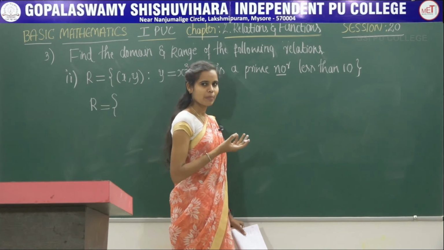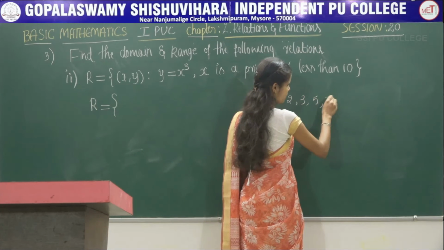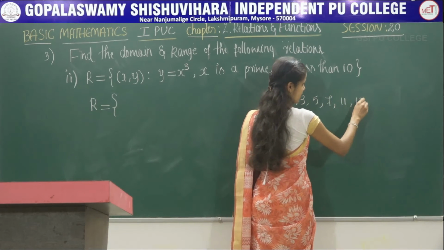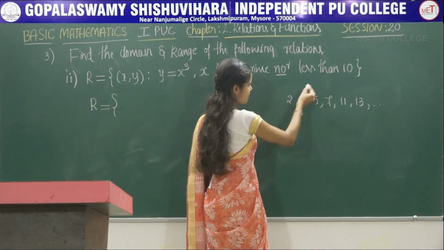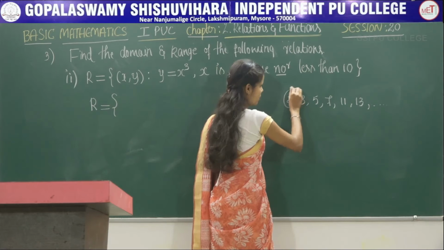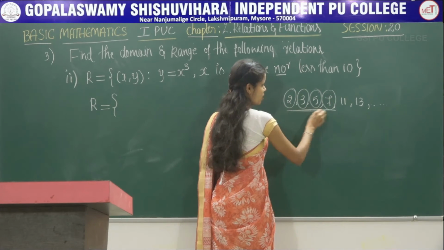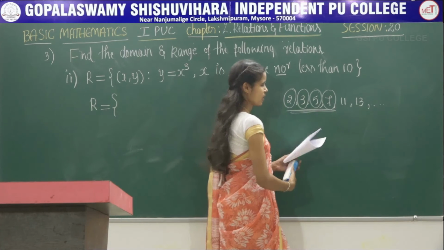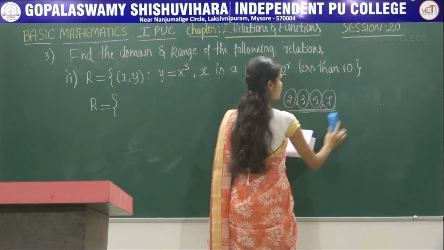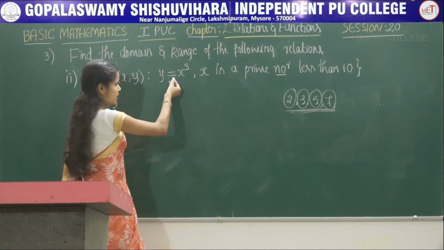We know that prime numbers are 2, 3, 5, 7, 11, 13, etc. Here the condition is prime numbers less than 10. So we get only 4 prime numbers: 2, 3, 5, 7. Therefore x is equal to 2, 3, 5, 7. So here the equation is given.